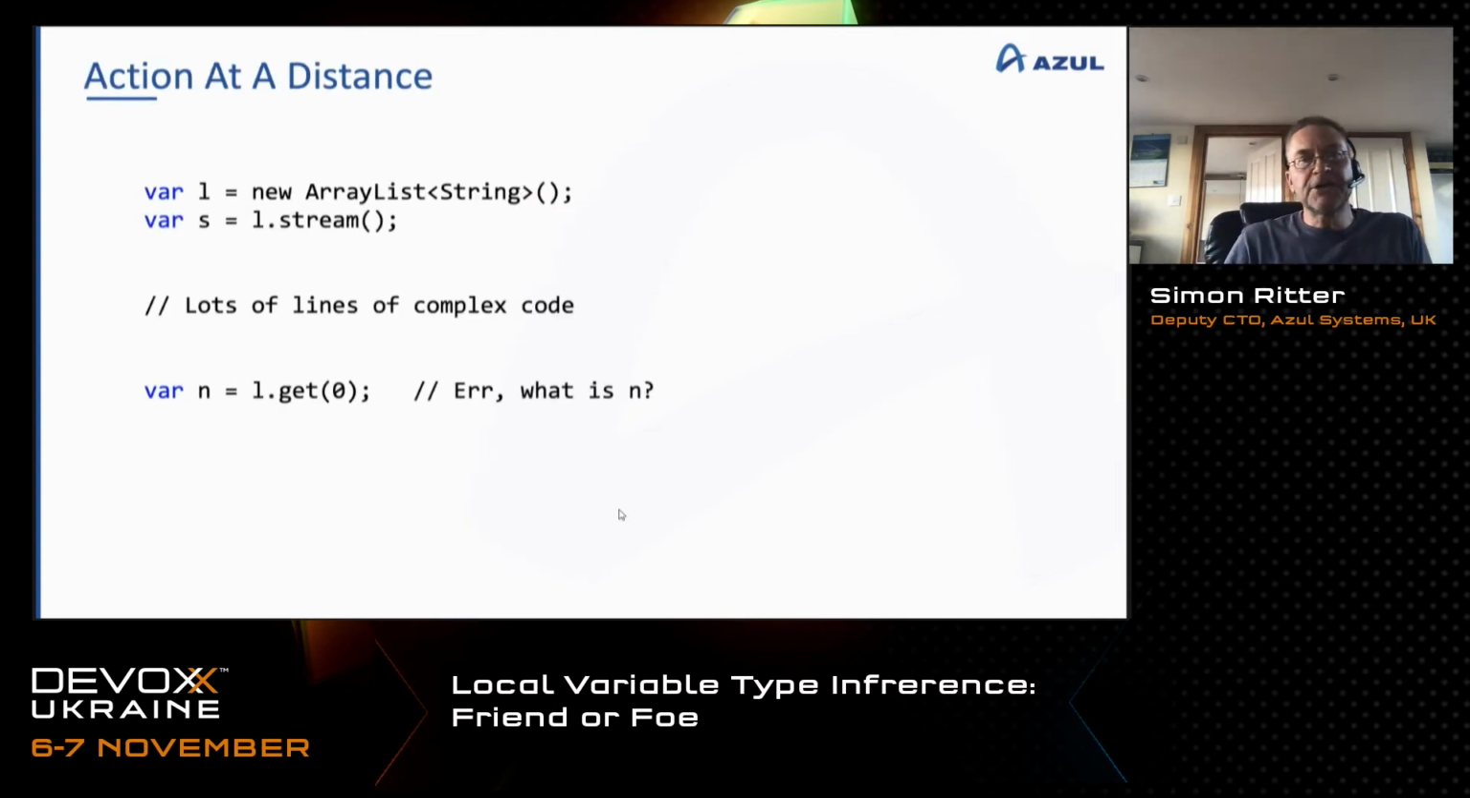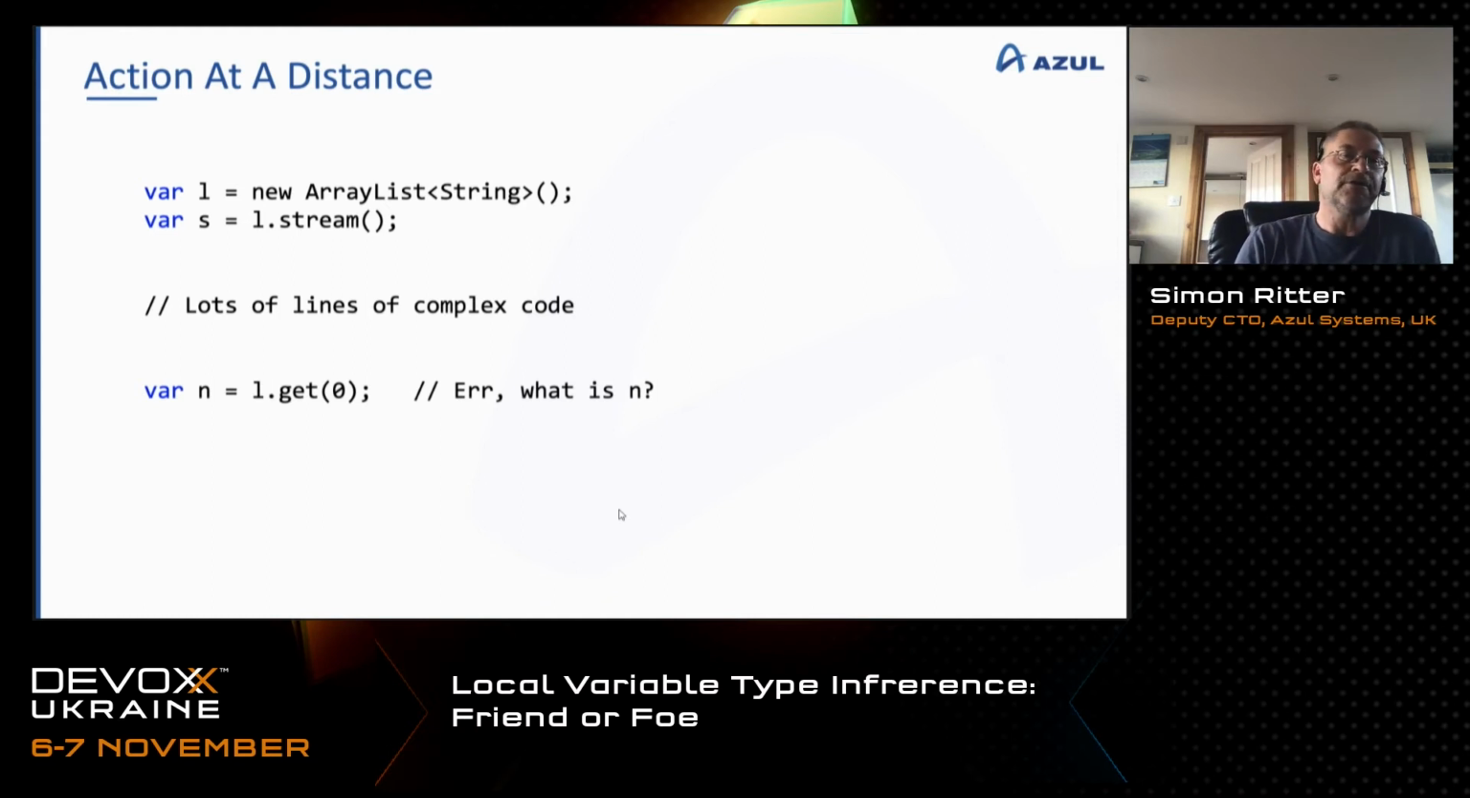Okay, now action at a distance. This is the idea that we need to be careful about how we use var. So if we have a situation like this, where I define my array list of type string and I assign it to L, okay, not a particularly descriptive name for my variable, but that's okay. And then I also want a stream there, which I'm going to use, so S, again, not a very descriptive name.